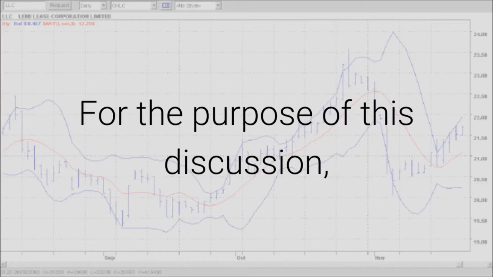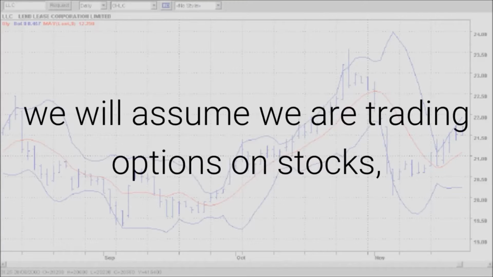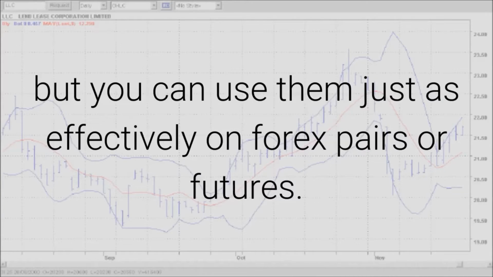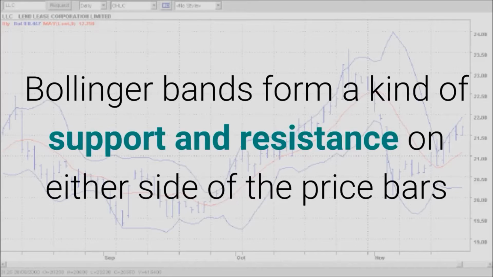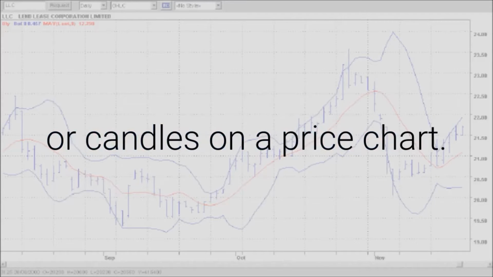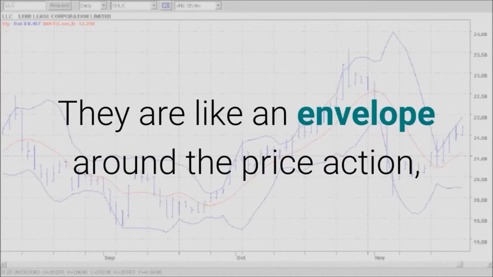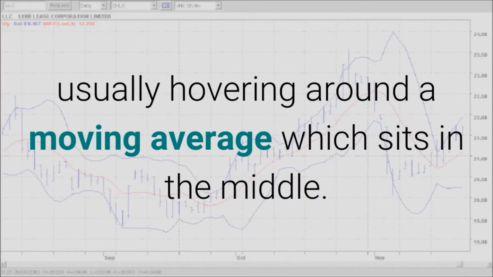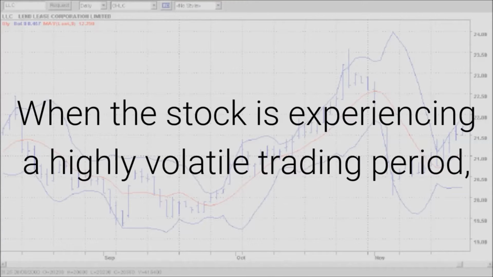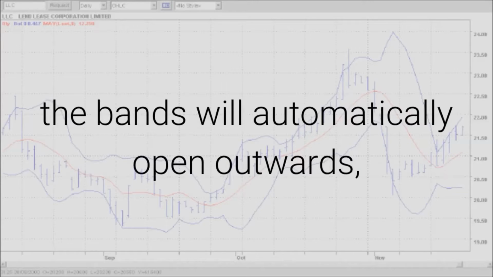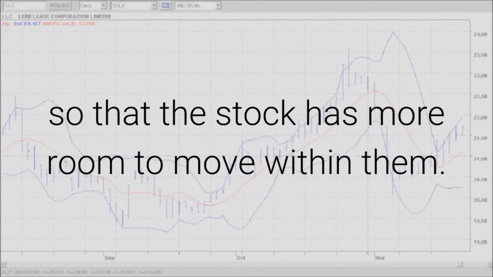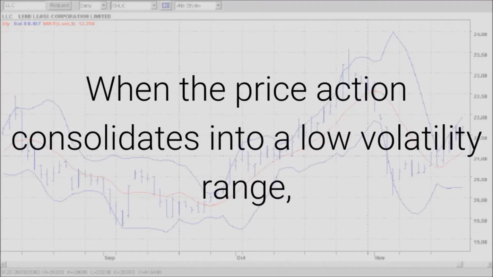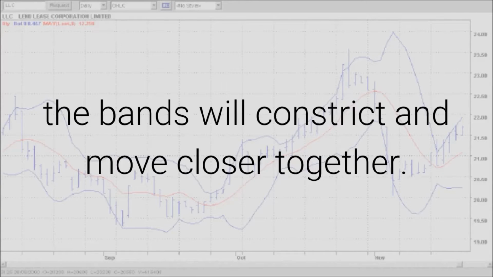For the purpose of this discussion, we will assume we are trading options on stocks, but you can use them just as effectively on Forex pairs or futures. Bollinger Bands form a kind of support and resistance on either side of the price bars or candles on a price chart. They are like an envelope around the price action, usually hovering around a moving average which sits in the middle. When the stock is experiencing a highly volatile trading period, the bands will automatically open outwards so that the stock has more room to move within them. When the price action consolidates into a low volatility range, the bands will constrict and move closer together.